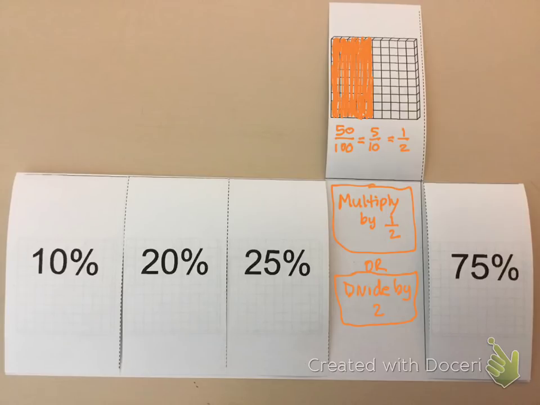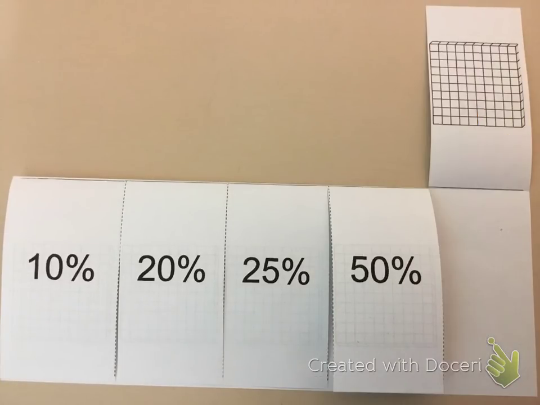Okay, here we go. Last one. Let's figure out how we deal with 75%. So 75%, 1, 2, 3, 4, 5, 6, 7. So I'm going to color in 7 columns.